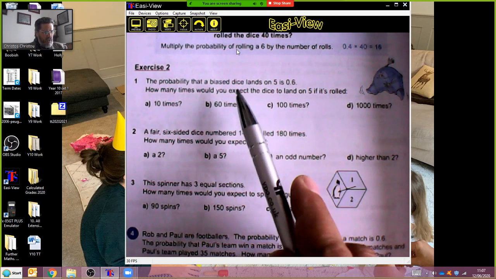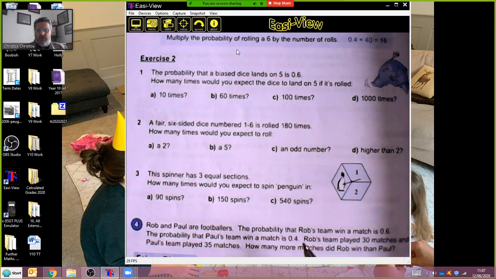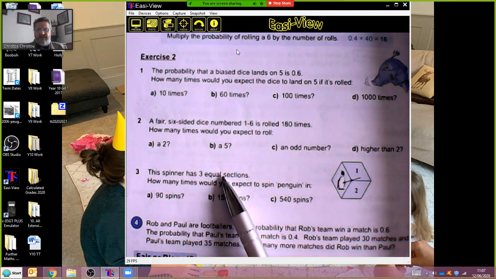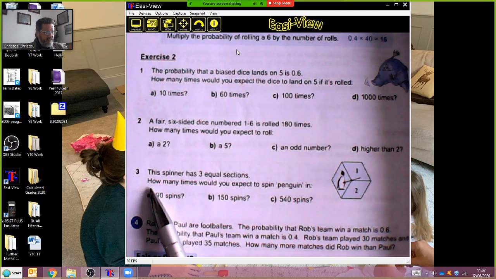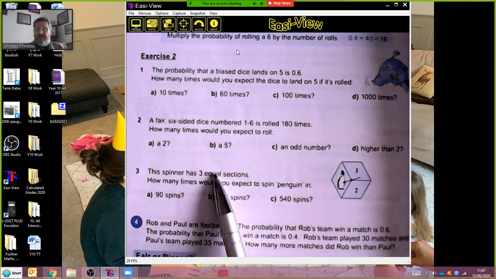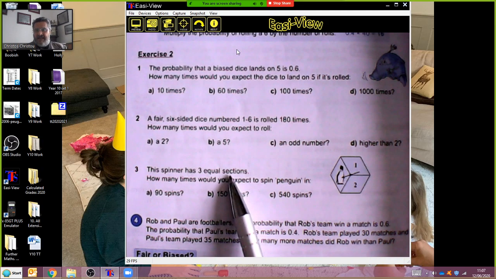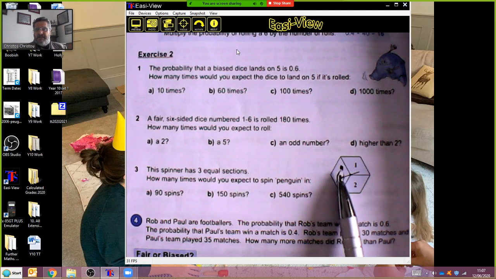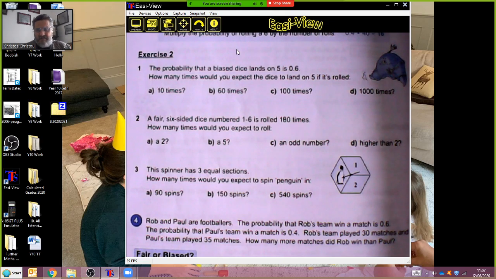So you need to do question 1, question 2. Let's look at question 3. This spinner has 3 equal sections. How many times would you expect the spinner to land on the penguin? Well, if they're equal sections, please read that carefully. It means a third of the spinner is taken up by a penguin. I don't know why they didn't call it 1, 2, 3. I think they're just trying to be funny, but I'm just annoyed.